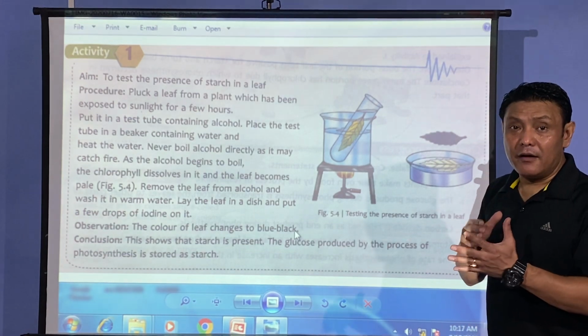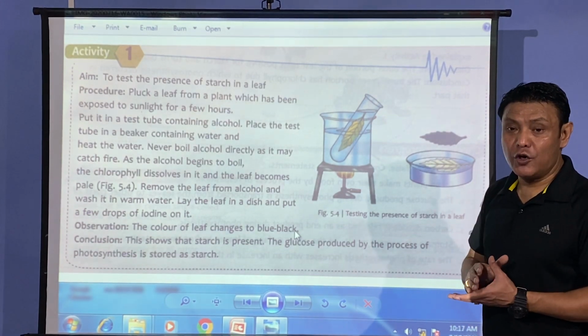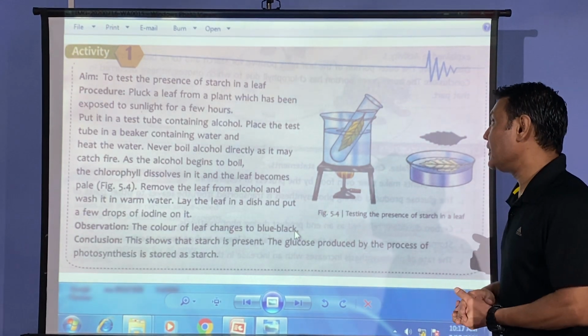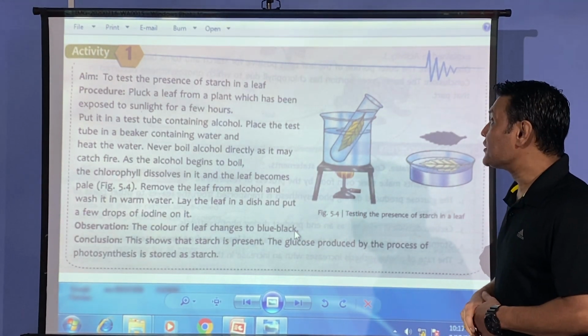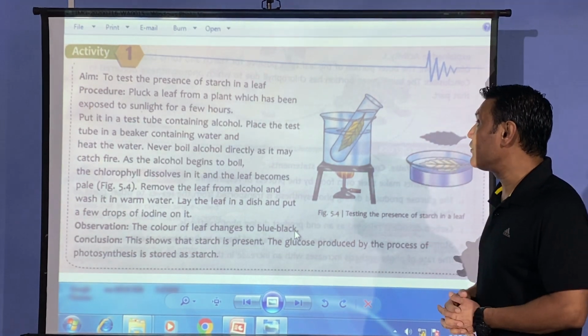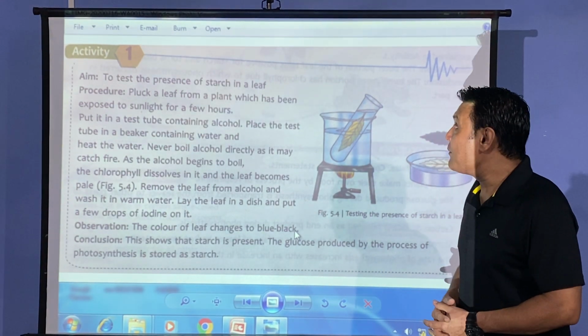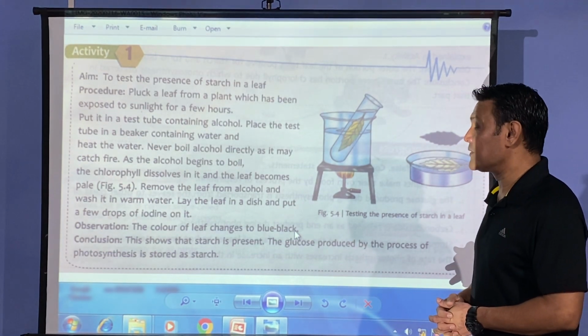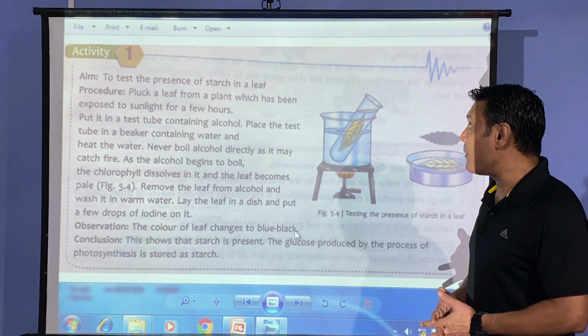Now, how do we know? How will we know the presence of starch in the leaves? So we do activity 1. We can look at the screen. What is the aim of the activity? To test the presence of starch in the leaves. Now, how do we go about it?